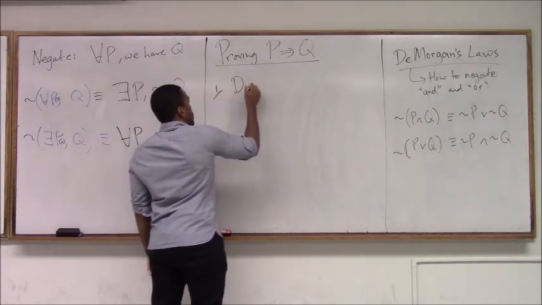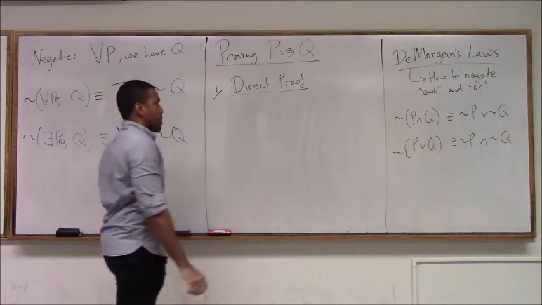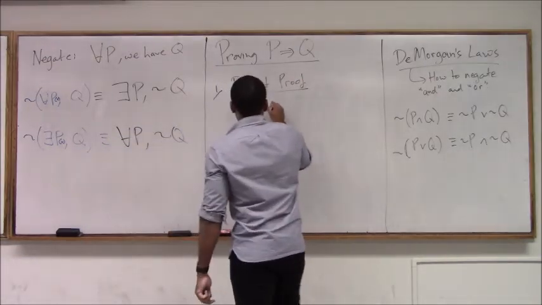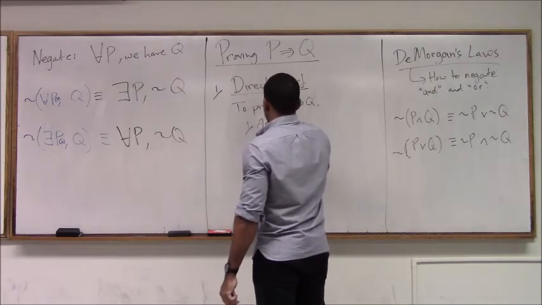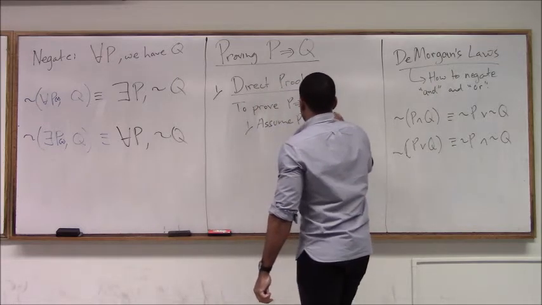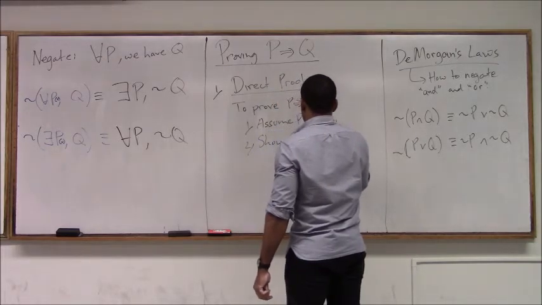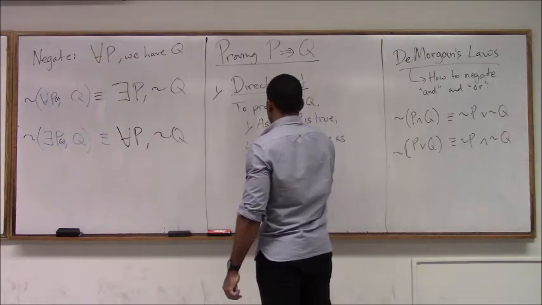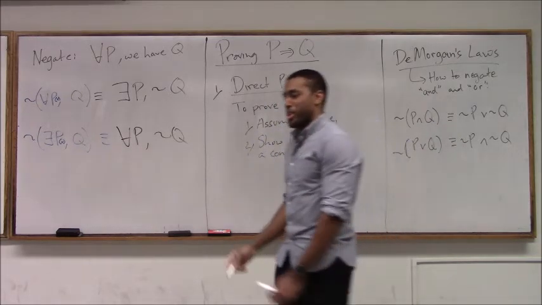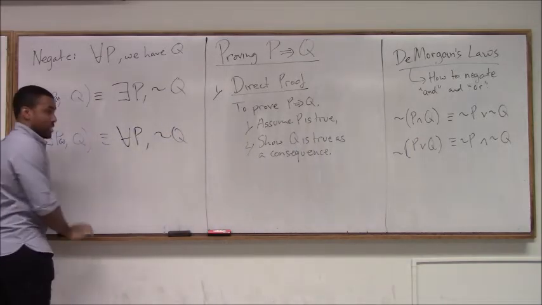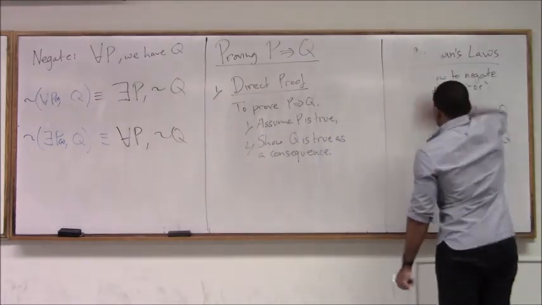One way is what we call the direct proof. This is the guy that says to prove P implies Q: 1, assume P is true. 2, show Q is true as a consequence. Step 2 is incredibly difficult, but it's really only 2 steps. It talks about the approach by which you're going to prove statements.